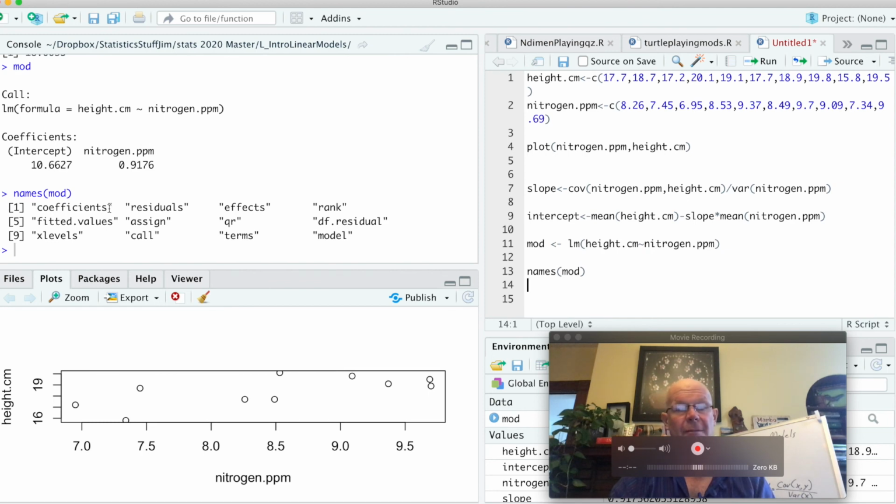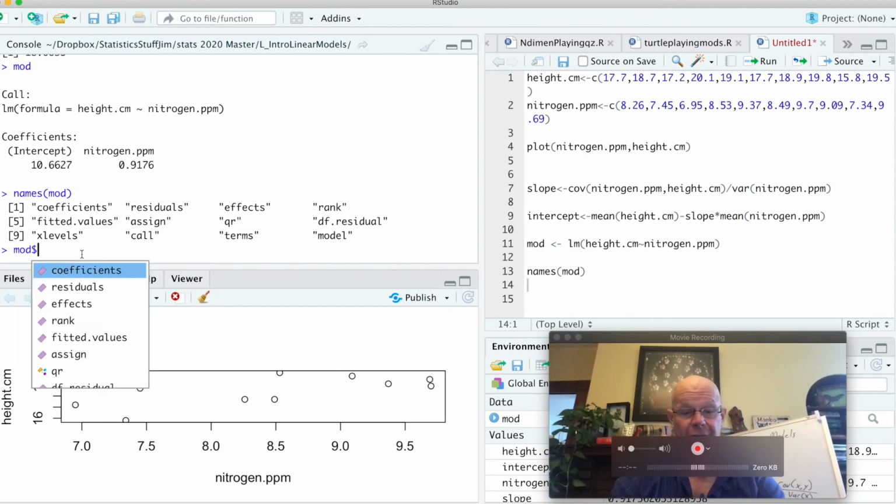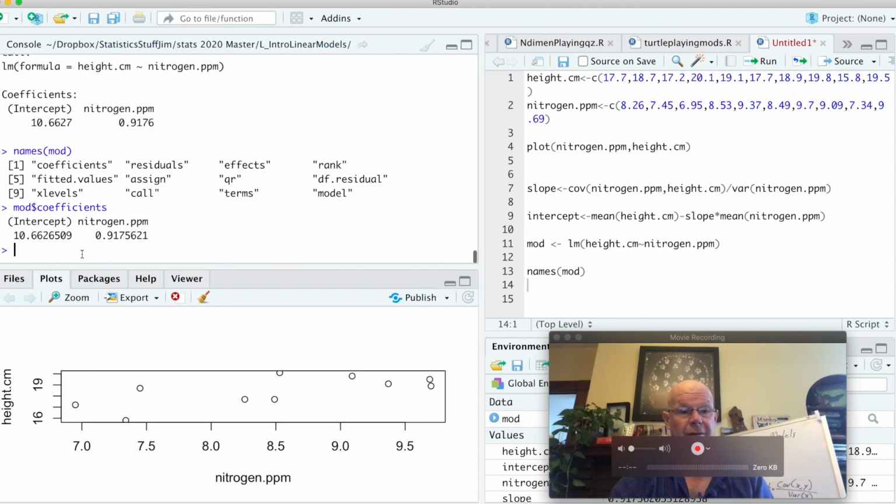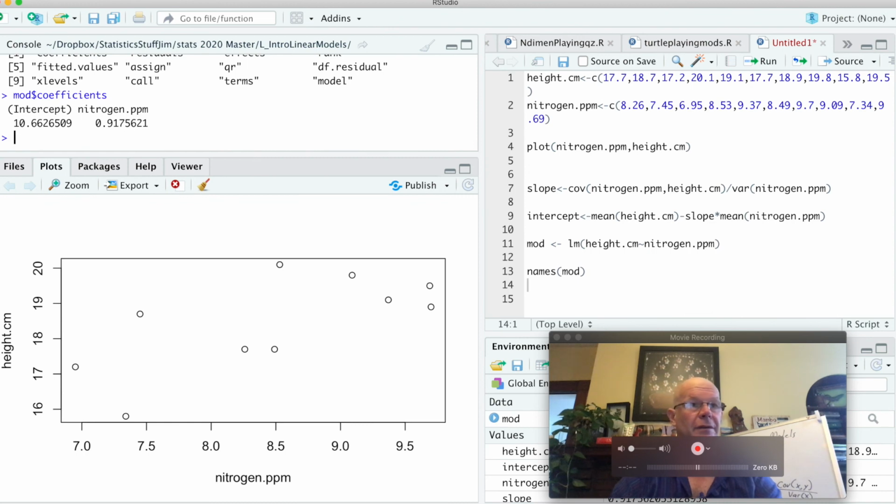Let's think about some important ones for our purposes right now. Well, mod$coefficients, that's our intercept and that's our slope. That is definitely important. The next thing that we can think about as being important are our residuals. I'm going to make a little graph here to show you what those residuals look like.